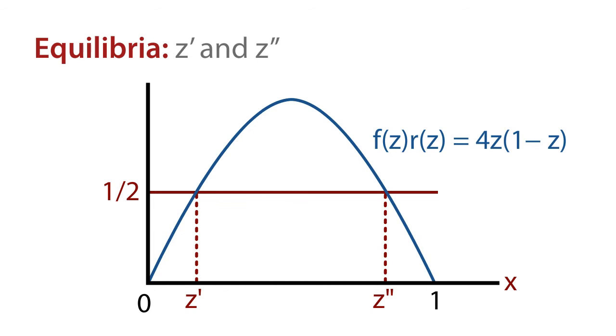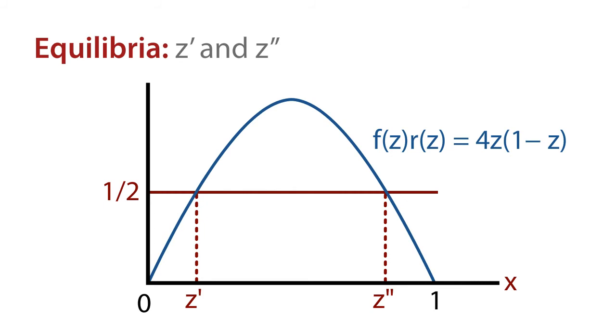Remember again what this means. It means that if people expect a small fraction of the population to use the product, that is Z prime, then that's actually what's going to happen in equilibrium. And if they expect a large fraction, Z double prime, to use the product, that's what's going to happen in equilibrium. That's really the critical aspect of this. How many people use the product depends on what people expect to happen. There are two self-fulfilling expectations equilibria here in which people are actually using the product.